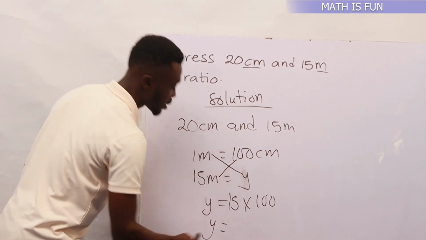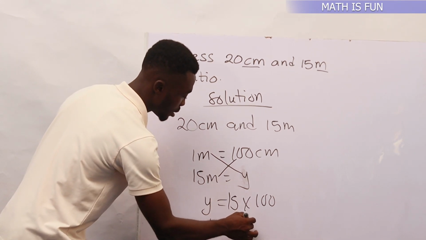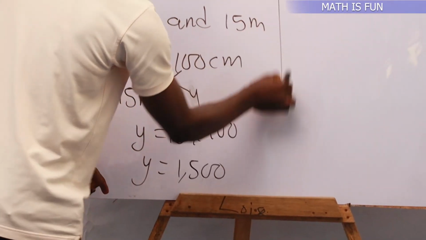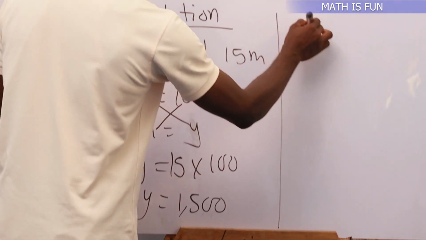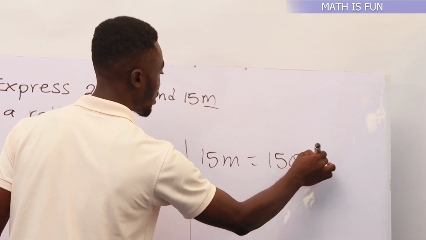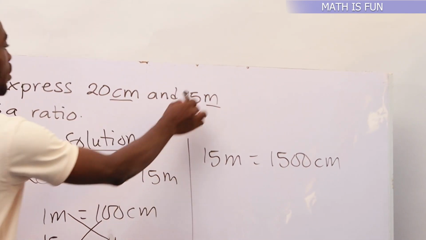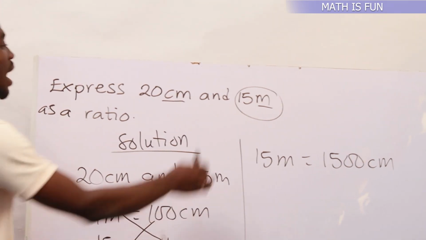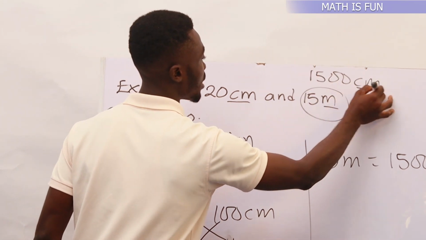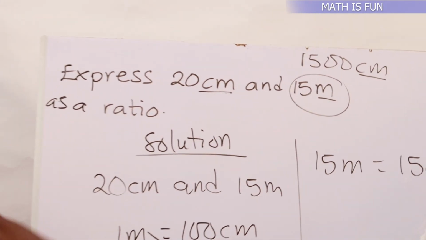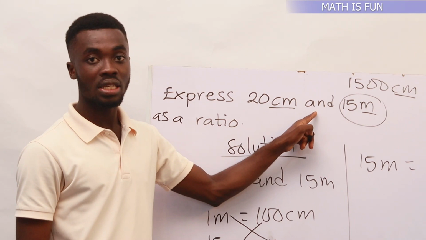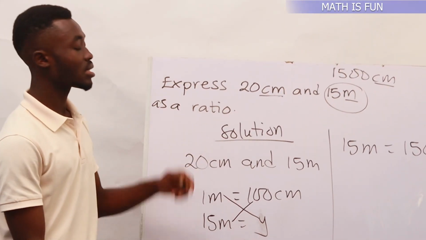So y is equal to 15 times 100, which is going to give us 1,500. So this means that 15 meters will give us 1,500 centimeters. So in place of 15 meters, you write 1,500 centimeters. What can we see here? The same units. So now that these two quantities have the same unit, we can express them as a ratio.